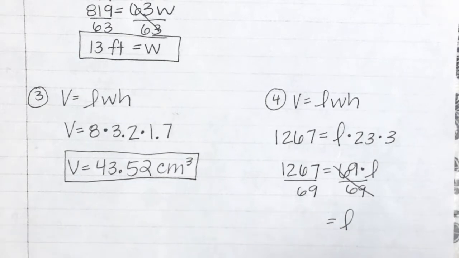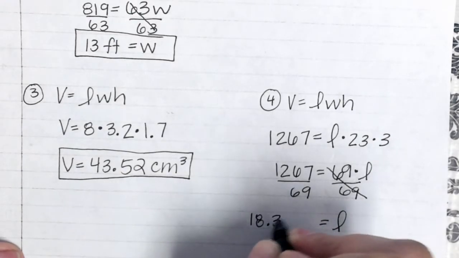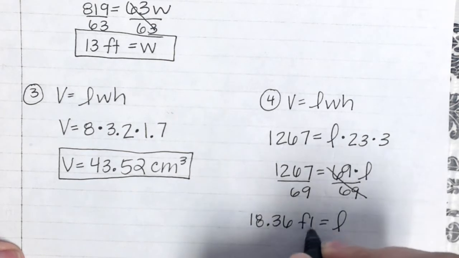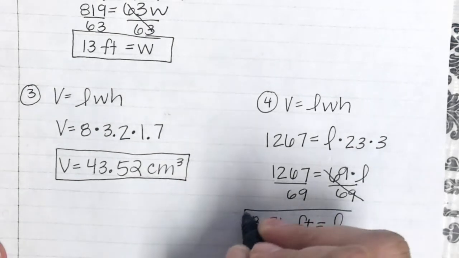18.362318. Absolutely. But we're going to actually stop after the second decimal place. So we're going to say 18 and 36 hundredths, and that is feet. Now, it's just feet. It's not feet cubed. It's not feet squared. It's not anything extra. It's just feet because we're going backwards, remember? So we just want that measurement. We don't want the cubed. All right, so there we go.